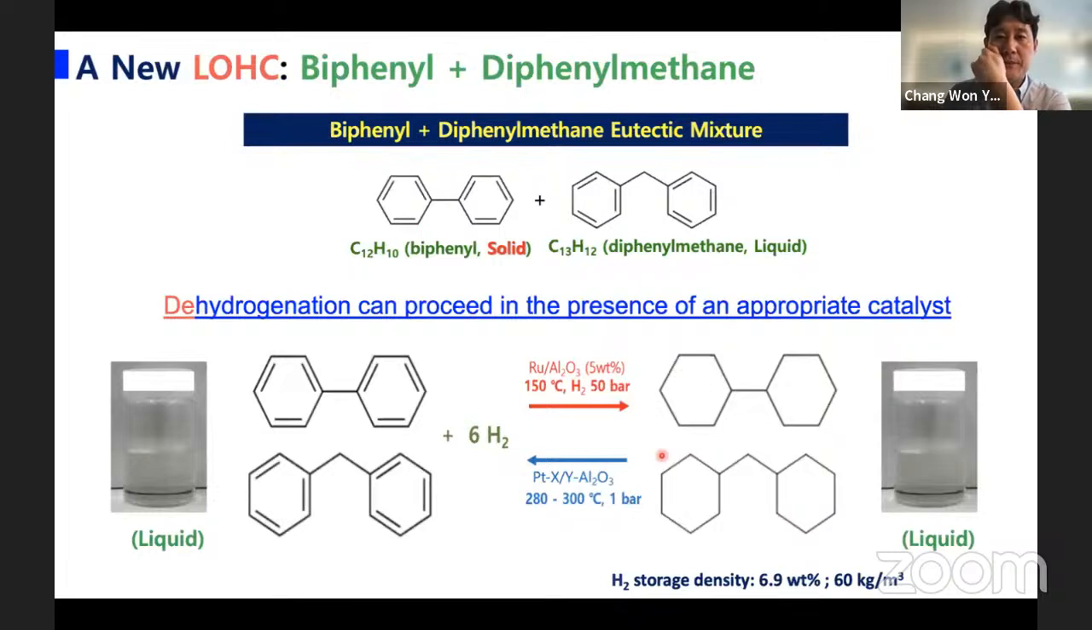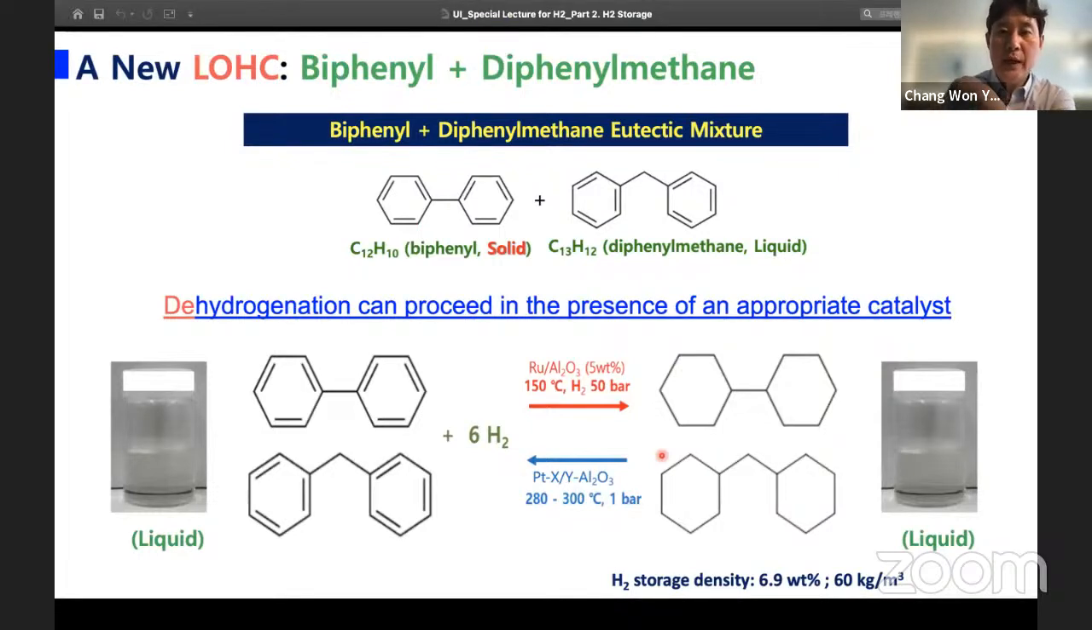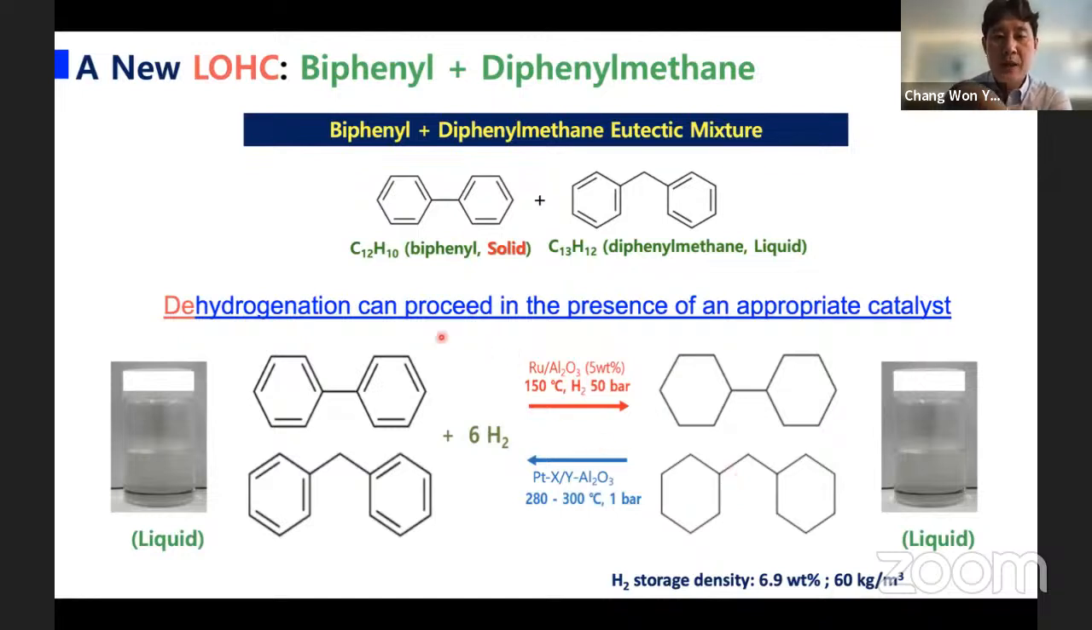But that doesn't necessarily mean the dehydrogenation doesn't go. Actually, it goes. Dehydrogenation can proceed in the presence of an appropriate catalyst. So when we developed a platinum-based catalyst and proceeded at 300 degrees Celsius and 1 bar, it goes through the hydrogen-releasing reaction to produce this LOHC bag without the hydrogen. So this eutectic mixture can proceed through hydrogenation and dehydrogenation reversibly. So you can store hydrogen and you can release hydrogen.